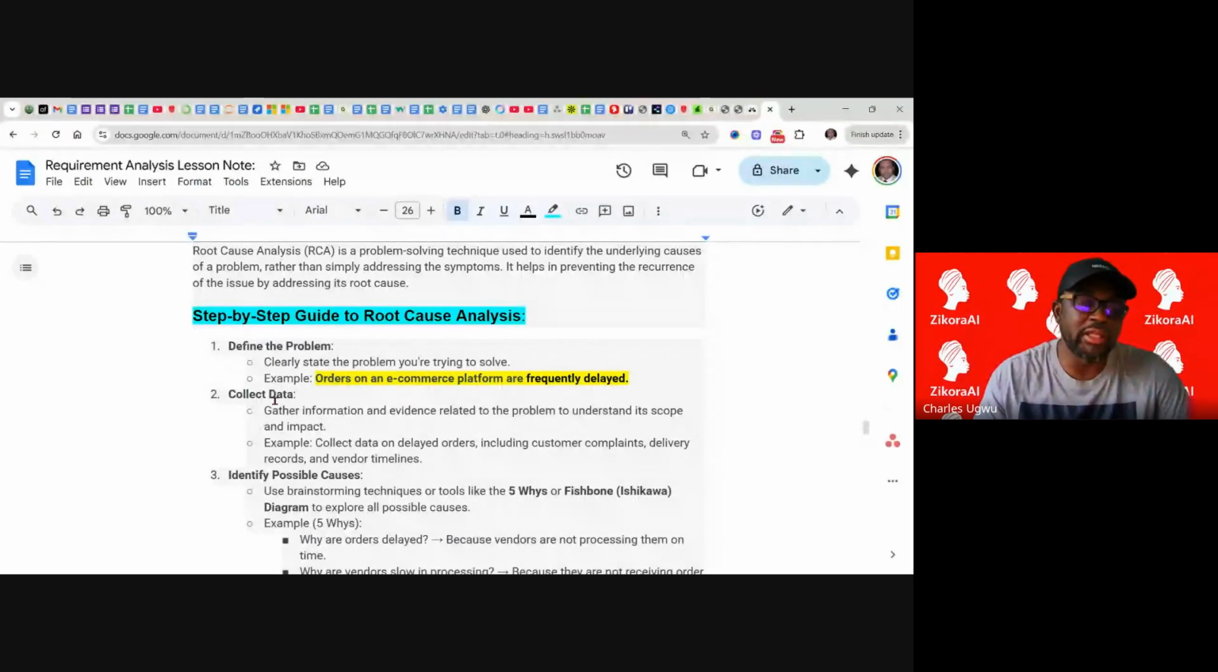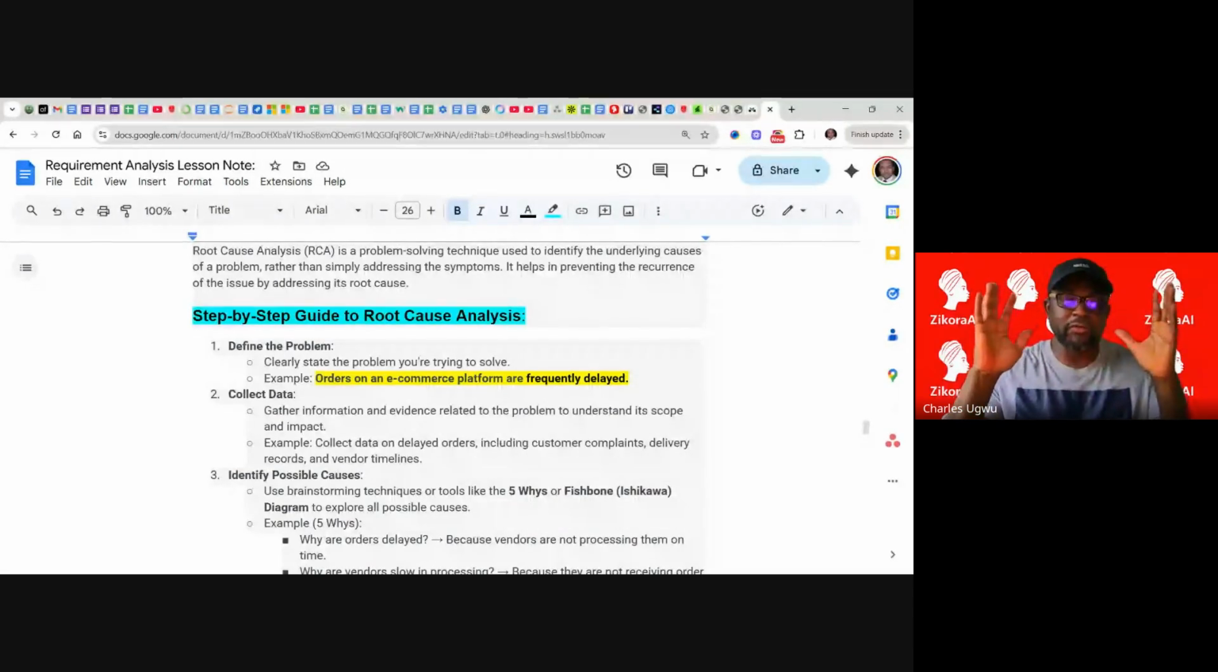What do we do? Collect data. Gather information and evidence related to the problem to understand its scope and impact. Example, collect data on delayed orders, including customer complaints, delivery records, and vendor timelines. Everybody that is part of this order and delivery, you must collect every piece of information around them.